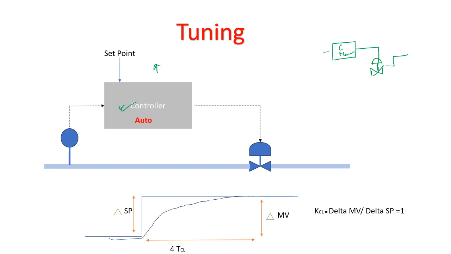When you are changing the set point, notice how much your MB has moved, right? This delta MB by delta SP will give you the closed loop gain. This has to be done before going into the direct synthesis and the Ziegler-Nichols technique. And this will also give you the closed loop time constant. So these two are really important. For example, in this case, our delta MB by delta SP is equal to 1.